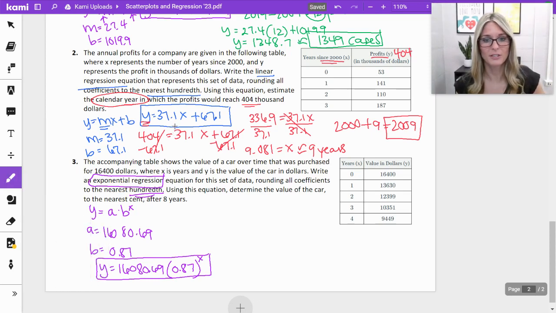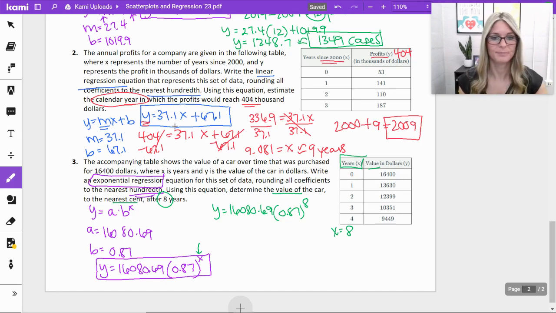Part B, use the equation to determine the value of the car to the nearest cent. That's 2 decimal places. Money, pennies, cent, hundredths place, after 8 years. Well, we've been given the number of years. 0 years, 1, 2, 3, 4, 5, 6, 7, 8. We're plugging in 8 for x, and that'll tell us the value. Simple enough. So y equals 1680.69 times 87 hundredths raised to the 8th.